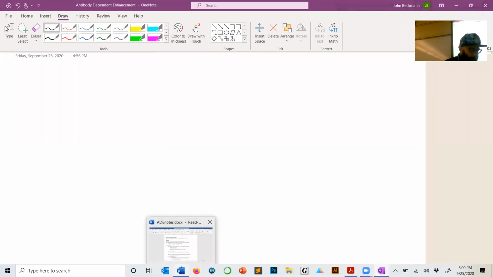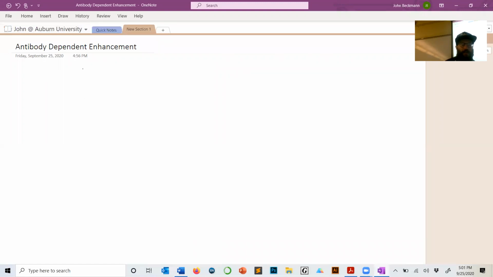Okay, so the premise of this paper is, which virus is this paper concerned about? Zika. This is not Zika 5, this is Zika virus. That's the one they're concerned about.